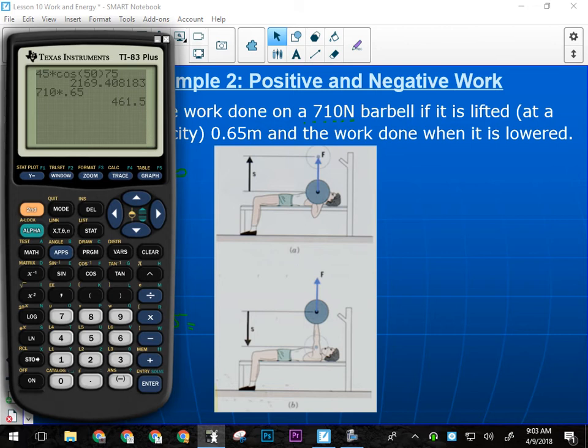All right, so this would require 4.6 times 10 to the 2, because I only have two significant figures there, 4.6 times 10 to the 2 joules worth of work. All right? And that is how much energy the 710 Newton barbell now has as you hold it triumphantly at arm's length.